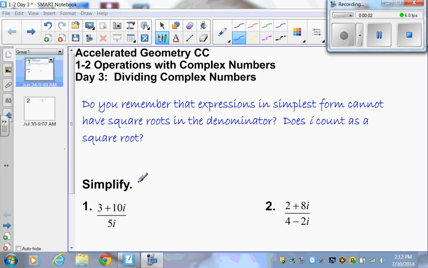This is the video for Accelerated Geometry on Section 1-2, Day 3. In this video, we will divide complex numbers.